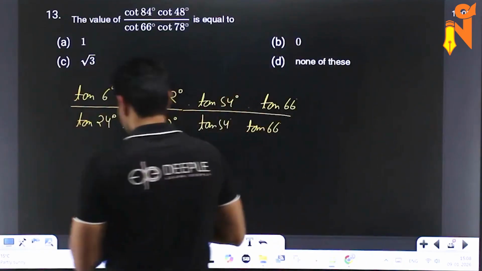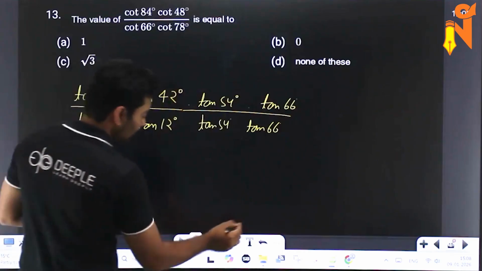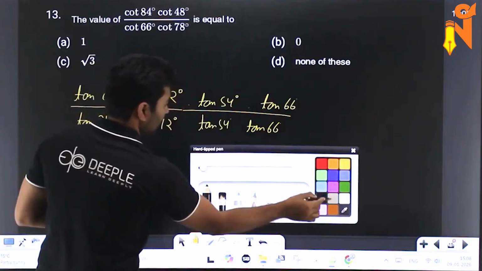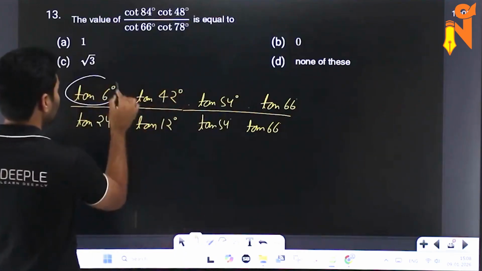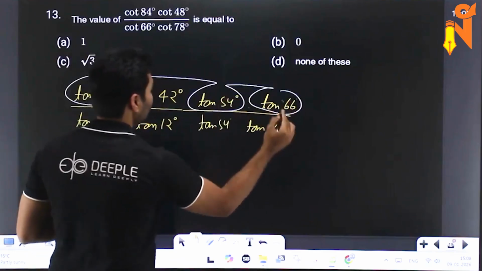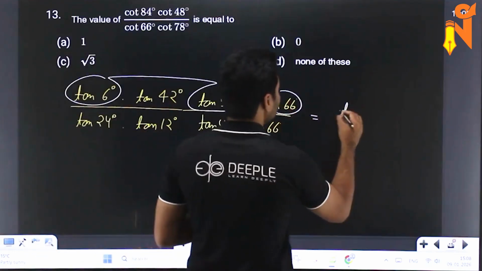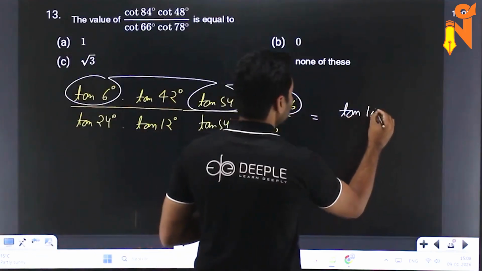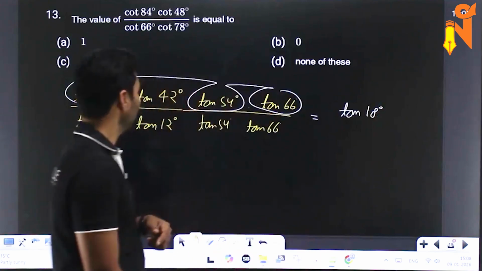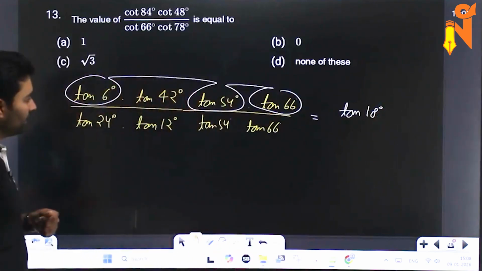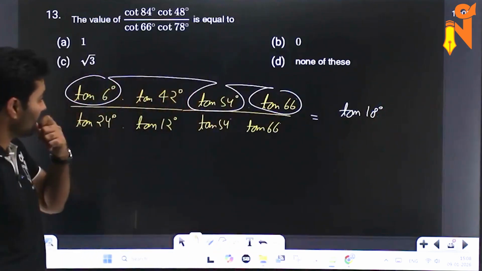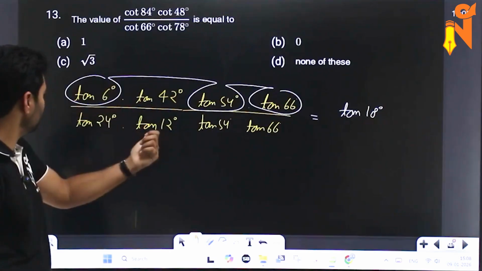Okay, the benefit is, this one is how much? How much is this, and this is equal to tan 3a. So tan 3a means tan 18 degree. I hope this is clear. And remaining, so if focus, I think focus.